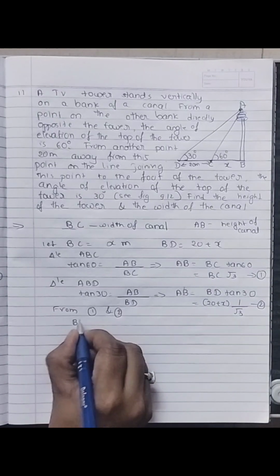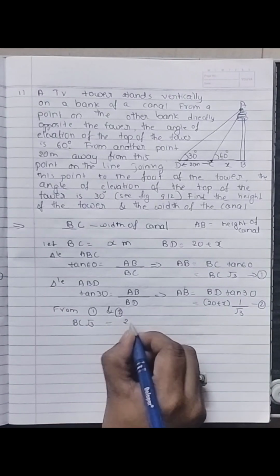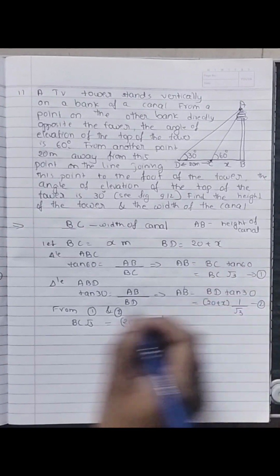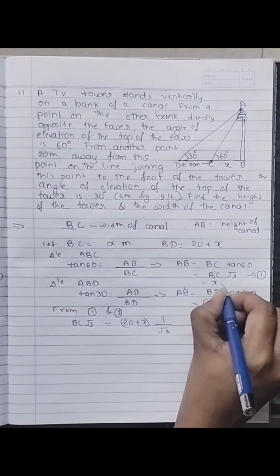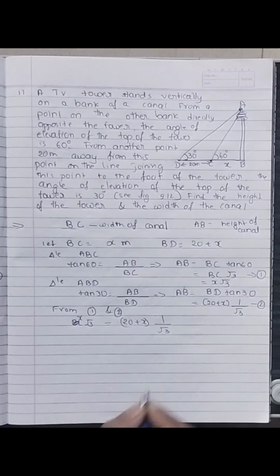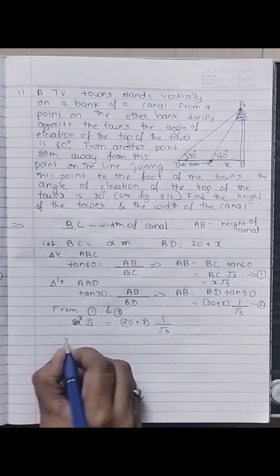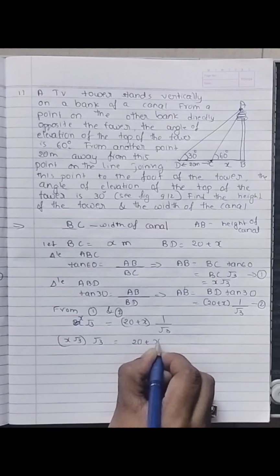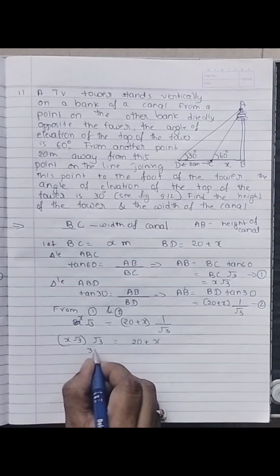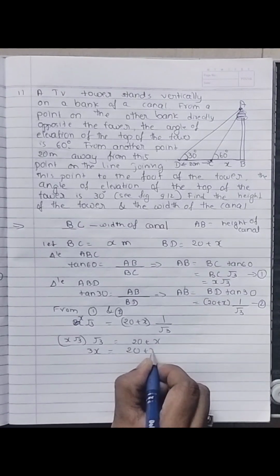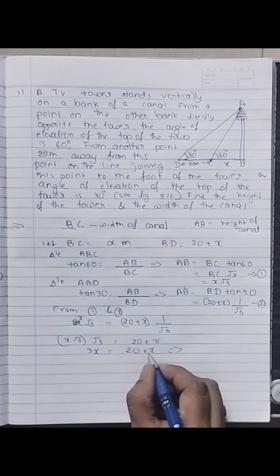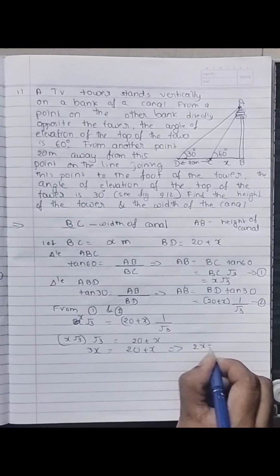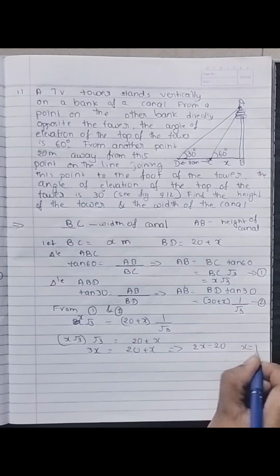So we can write BC root 3 is equal to 20 plus x into 1 by root 3. What's the BC we have assumed? BC is nothing but our x. So we'll write it as x root 3, right? So root 3, when it comes to this side, it will become x root 3 into root 3 is equal to 20 plus x. So root 3 into root 3 is 3. So 3x is equal to 20 plus x. When we bring x to the left hand side, it will become 3x minus x. So that is 2x equal to 20. So x equal to 10 meter.